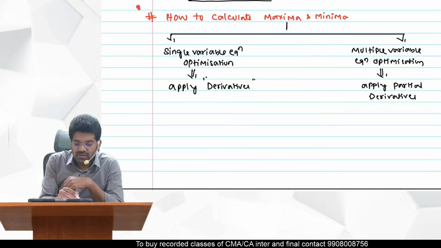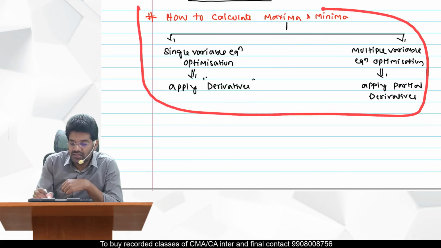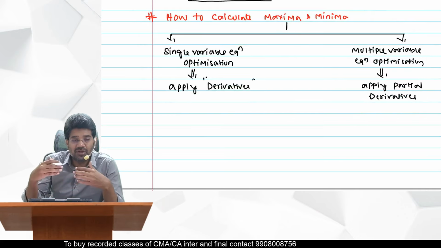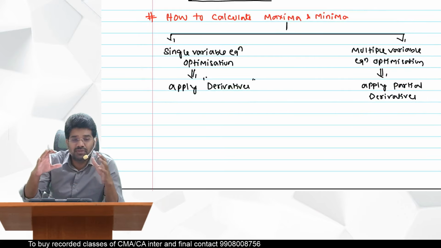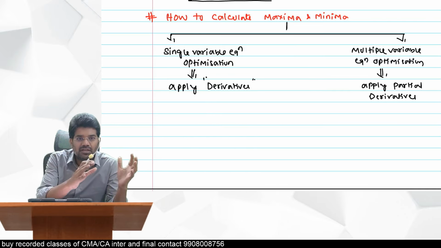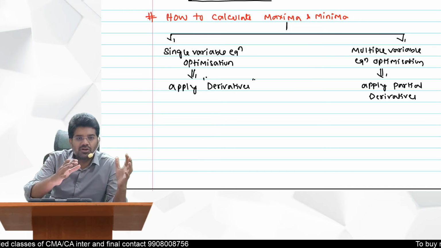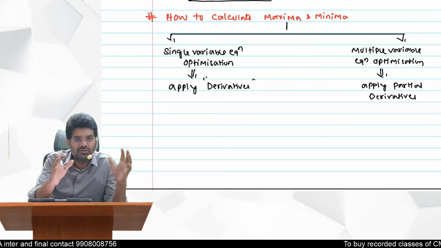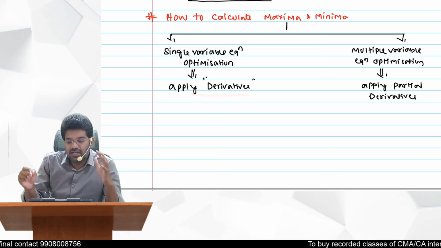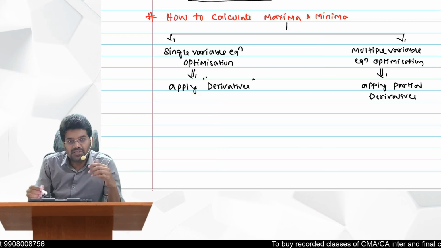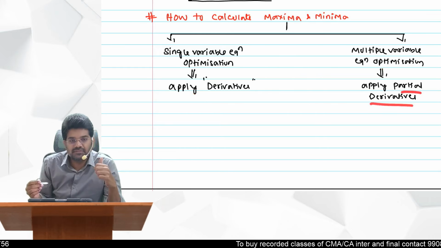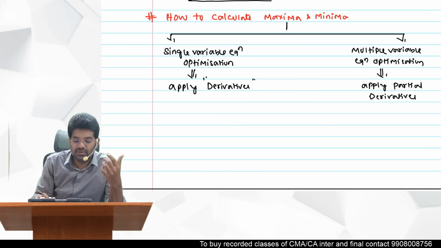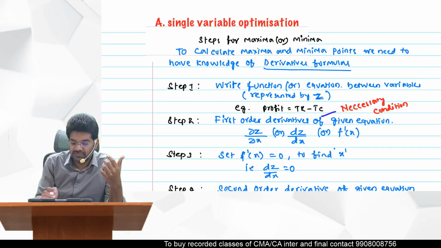So please remember this, keep this in your mind. This is what immediately you should recollect whenever you think of business application of maxima and minima. Single variable equation optimization, multiple variable equation optimization. For single variable you should apply derivatives. For multiple variable equation optimization you should apply partial derivatives. So let's start with single variable equation optimization.